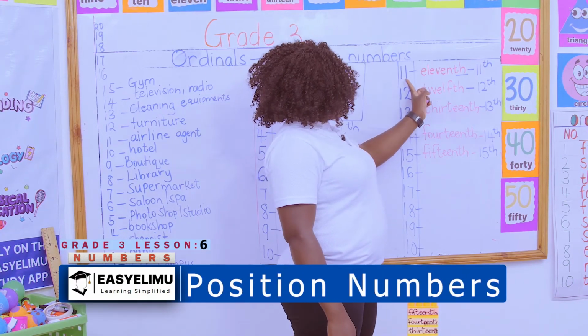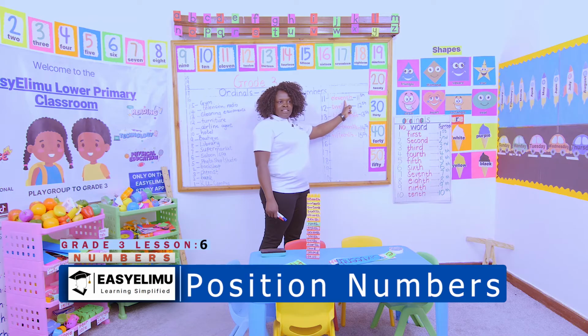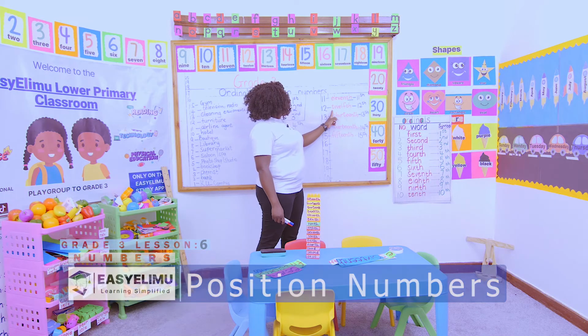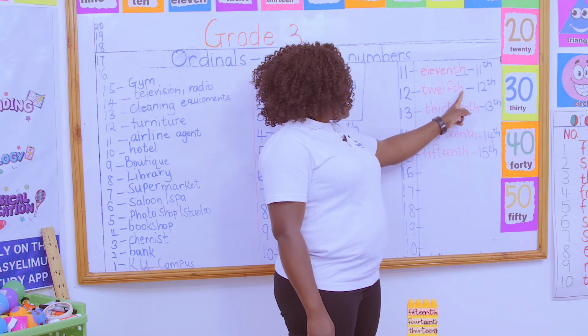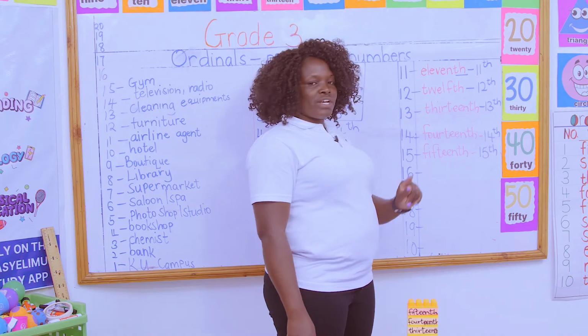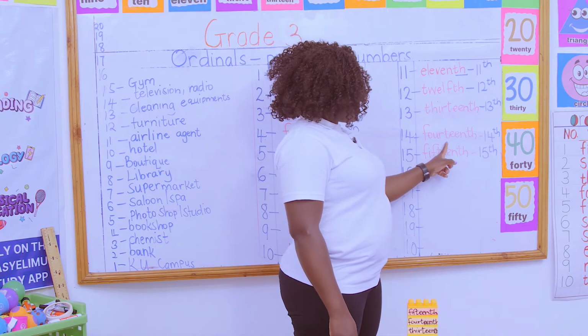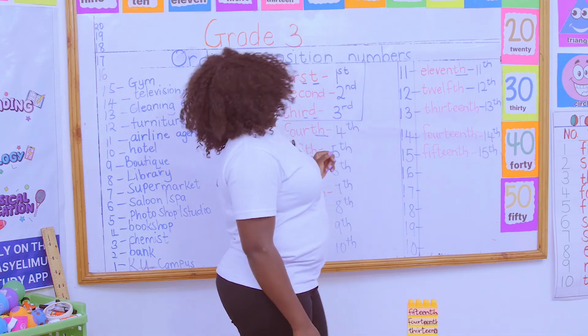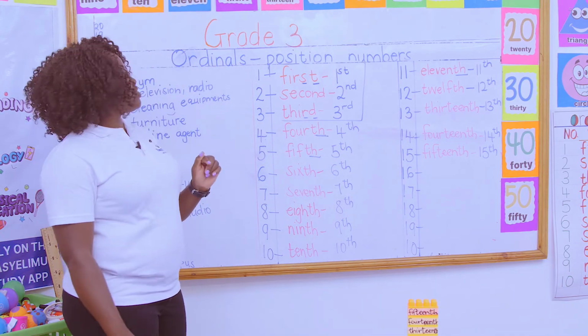But when you come to 11th, you only write the 11. Then you add a TH to form the 11th. 12, you use the number 12, then add a TH. 13th, you use the number 13 with a TH. Same to 14, the number and a TH. Then 15, the number and a TH.